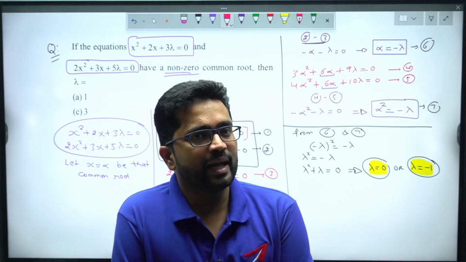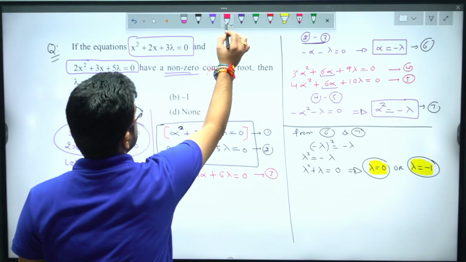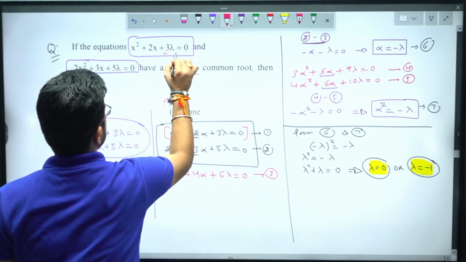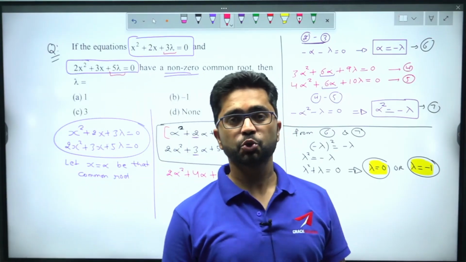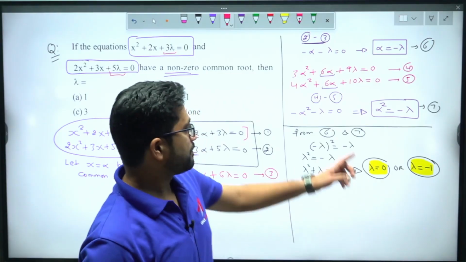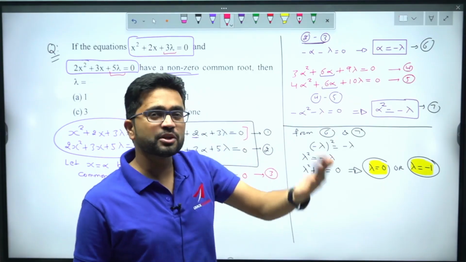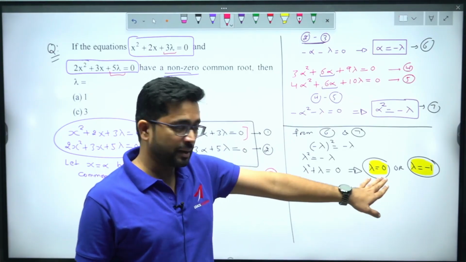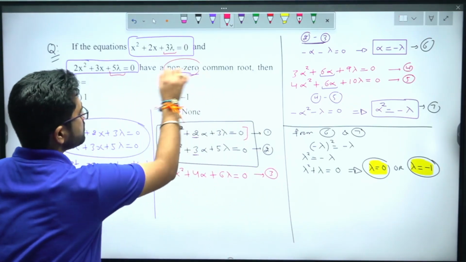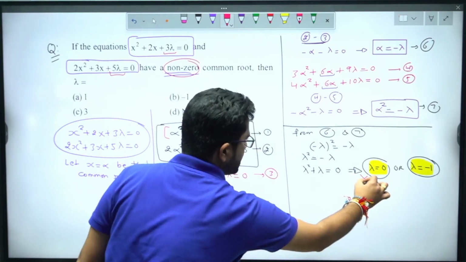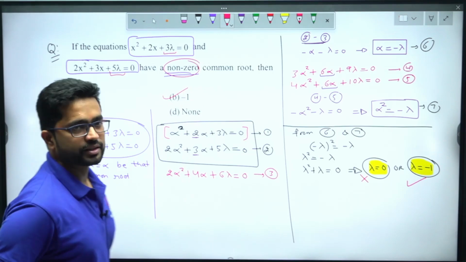Guys, if I pick lambda as 0 here, please observe the common roots between the two equations will be 0 because lambda is minus alpha. So the common root is alpha. So if I choose lambda as 0, my common root will be 0. But they are saying a non-zero common root. So this should not be the right answer. This should be the right answer. So lambda comes out to be -1.